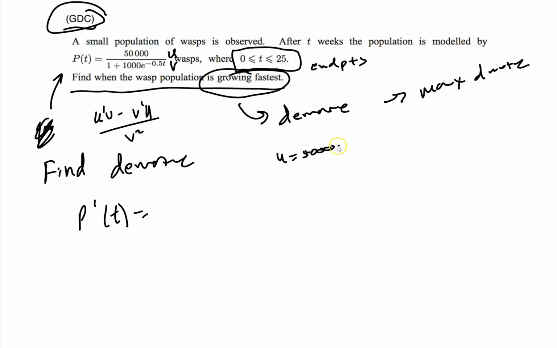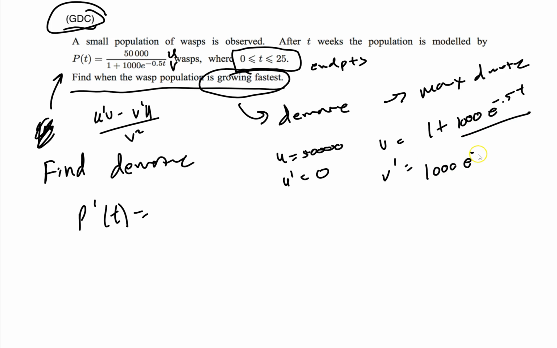u is 50,000, which would have been the max of the original, by the way, not 5,000. u prime is 0, right? Constant, nice, easy. v is 1 plus 10,000 e to the negative 0.5t. That looks scary, but remember the derivative of the 1 just goes away. Derivative of e, copy it, and times the derivative of the power right there, which is negative 0.5 or negative 1/2. So it's negative 500 e to the negative 0.5t, right? So 0.5 is 10 to the 1/2, that's why I did that. So that's the derivative, v prime.